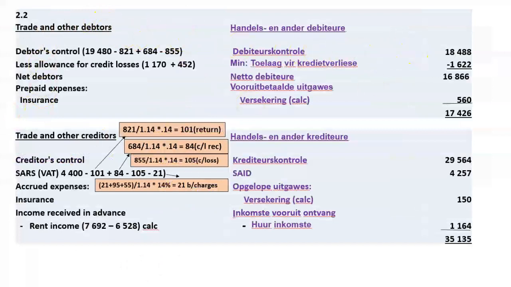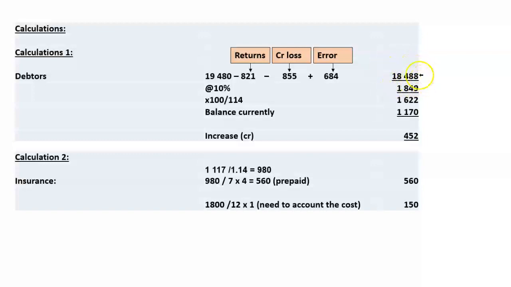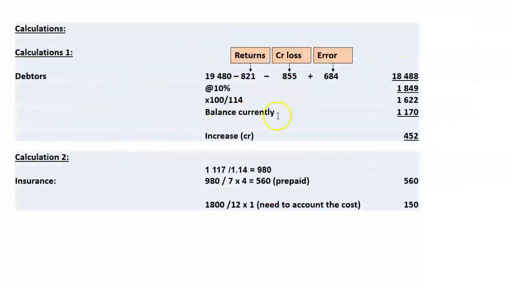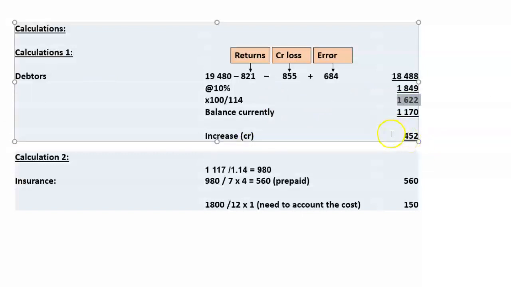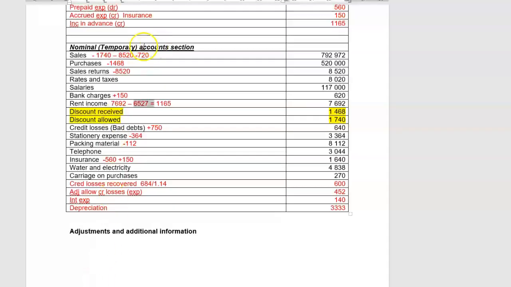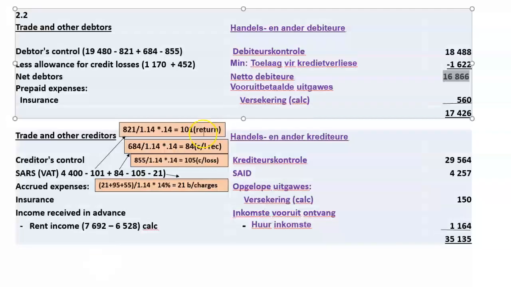Our debtors control, we've already worked out our debtors control account when we worked out our allowance for credit losses, 18,488. Our allowance for credit losses will be our closing balance of that account now, and that is going to be the 1622. Remember, the movement of 452 goes to the income statement. The amount that we want the balance to be at the end of the year goes against the trade and other receivables. 1622 gives us net trade debtors of 16,866. Then we had prepaid expenses. Remember there, prepaid expenses, which is a debit, part of trade and other receivables, 560 Rand. Total trade and other receivables, 16,426.